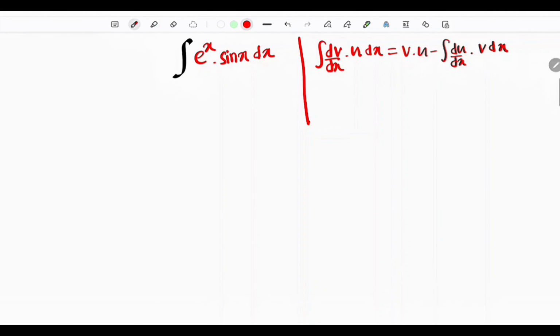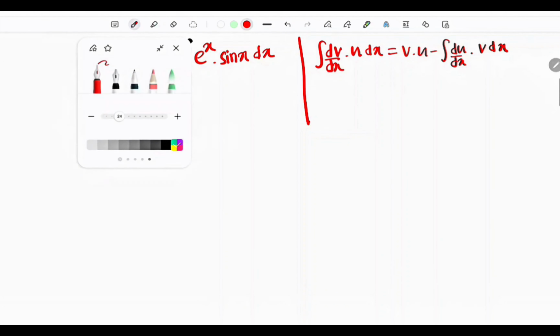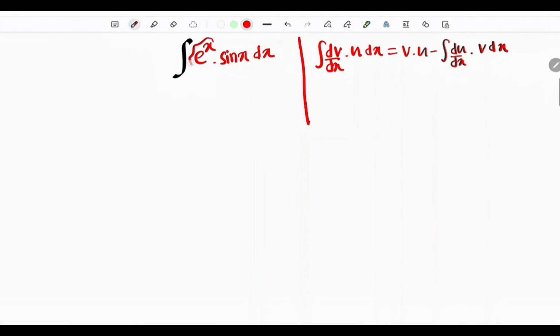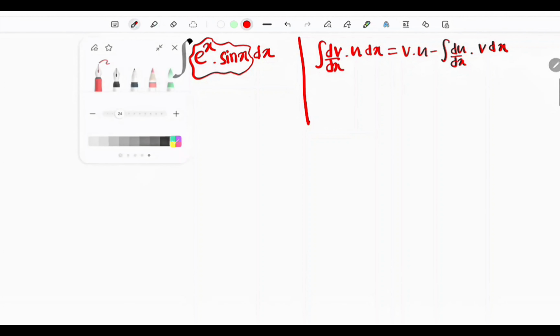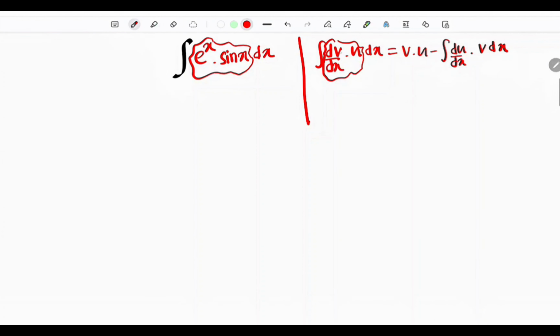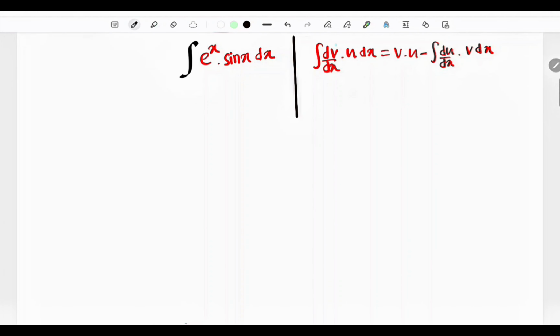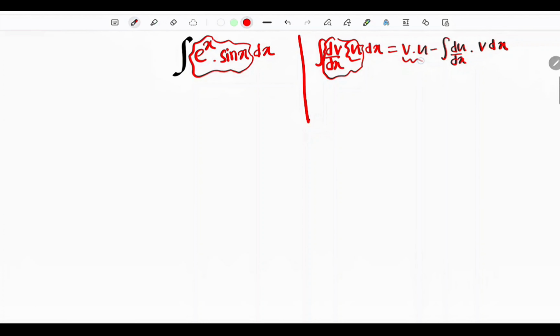Let's see how we can find the integration of this multiplication of these two functions, e^x and sin x. In this case, we can use the theory of integration by parts, and I will recall what that was. If we have a multiplication of these two functions, one is in the form of differentiation, another one is just a function, and both u and v are functions of the variable x, right?